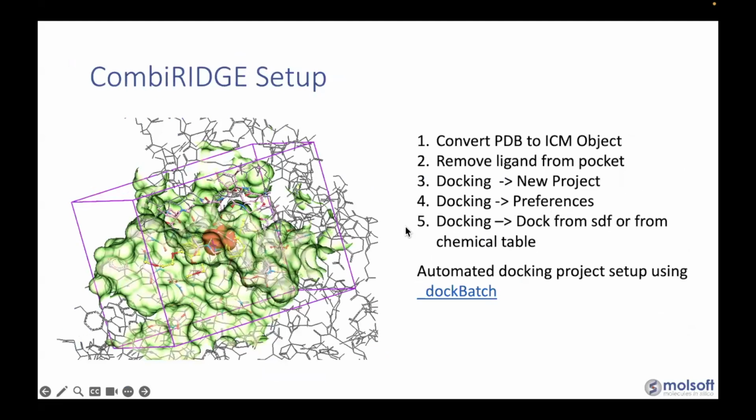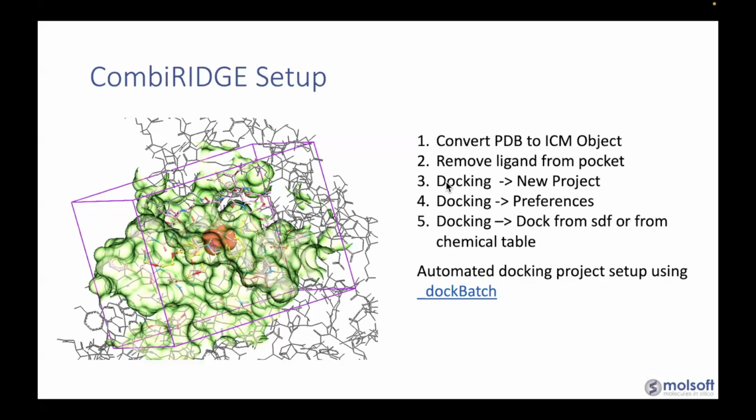So we're going to start with an example, and we move into the live demonstration. I don't want to dwell too much on this because we have other webinars that explain how to set up the docking. But basically, you read in the PDB, you convert it from PDB to ICM objects. So you're adding hydrogens and fixing protonation states and orientations of glutamines, asparagines, where there may be ambiguity from the X-ray structure. You remove the ligand from the pocket.